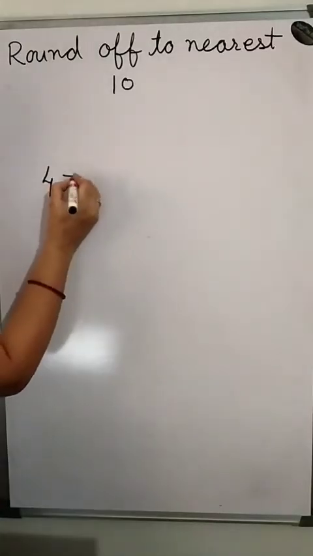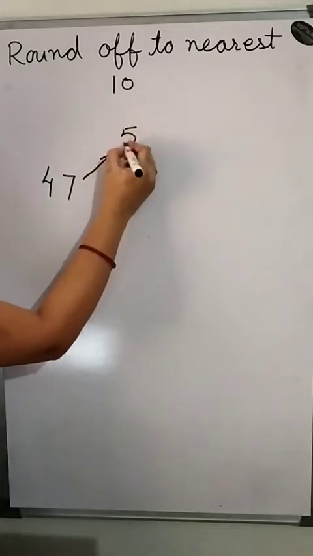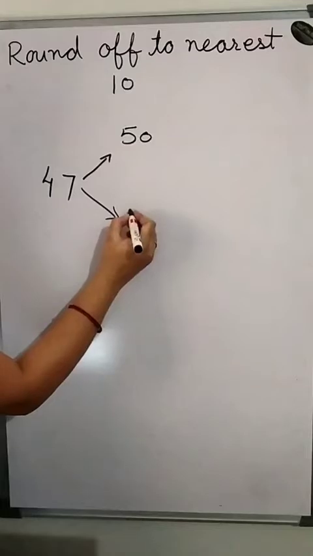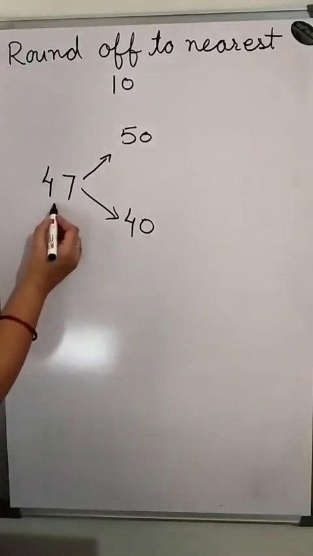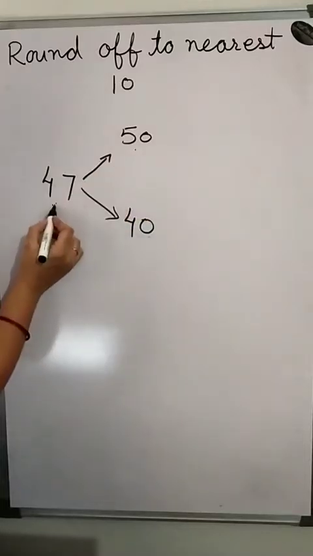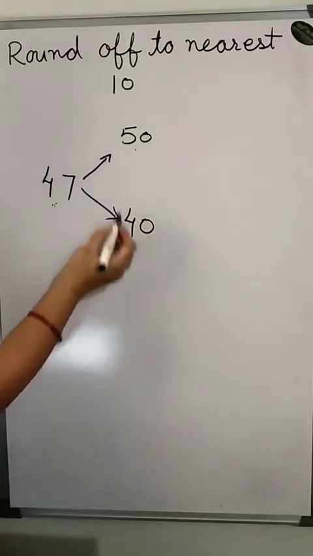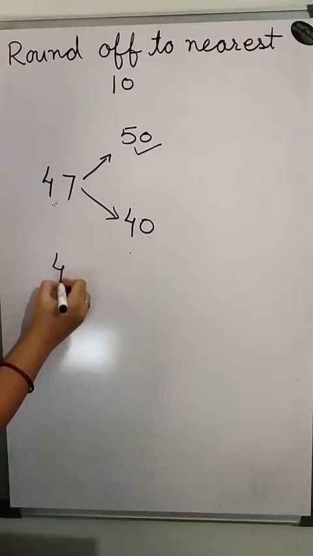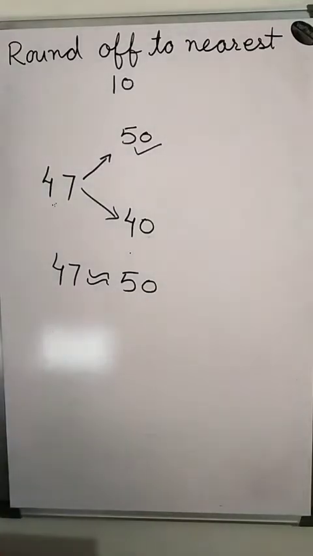Now take 47. So 47 is nearly equivalent to either 50 or 40, right? Just see, 47 to 50, we have to move only 3 steps here. And 47 to 40 we have to move 7 steps. So which one is nearly equivalent? 50 is equivalent. It means we round up the number. 47 is nearly equivalent to 50. Right, everyone?